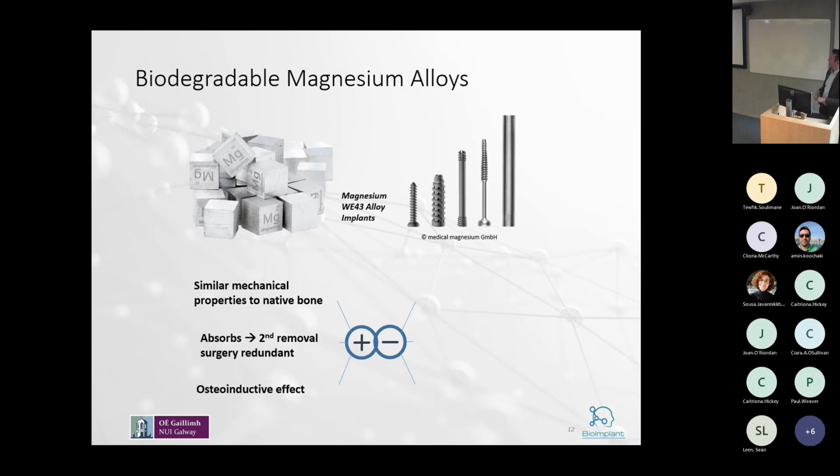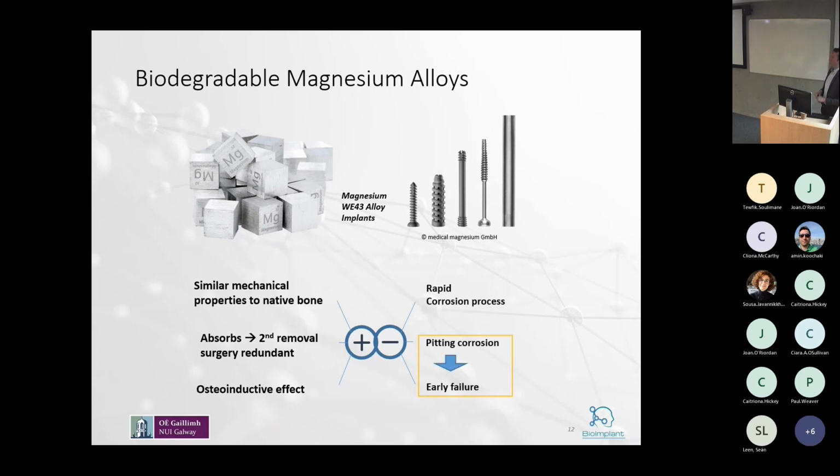It also has other advantages, so it has similar properties to the native tissue. It has a Young's modulus between about 40 and 50 gigapascals. Obviously, it absorbs over time, so the second surgery becomes redundant, and it's also osteoinductive, so it actually promotes bone growth when you implant it in an orthopedic application.